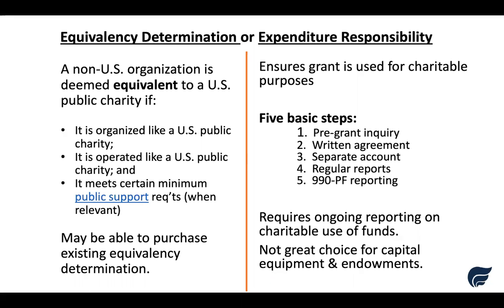A second option is to do expenditure responsibility. That's where, instead of really looking at the organization and making sure that they're equivalent to a 501c3, you are instead focused on tracking and reporting that the funds are used for charitable purposes. And so there are several main steps for that. The most important thing to remember is that instead of being an upfront process, there are pre-grant processes, but then the process continues for ongoing reporting on the charitable use of those funds. So it can go for quite a length of time. And there are some pros and cons of both approaches.